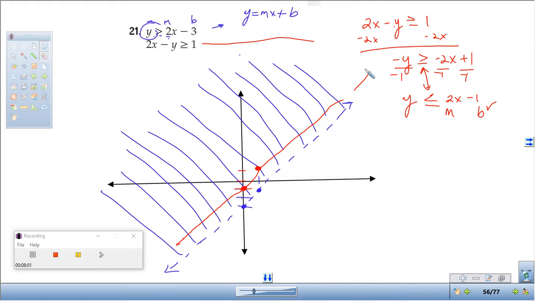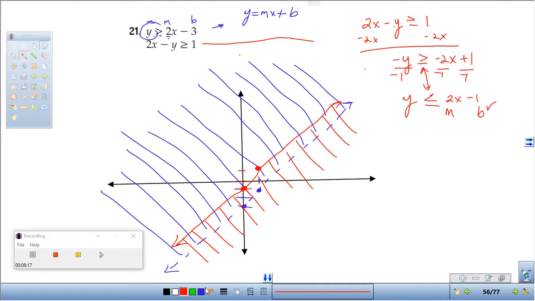Alright, I think I kind of went parallelish until right here. This one now says shade below. Y's are less than. So the y values are less than on this side. So I would shade it down like this. So you can say my answer choice or my answers are right in this area.